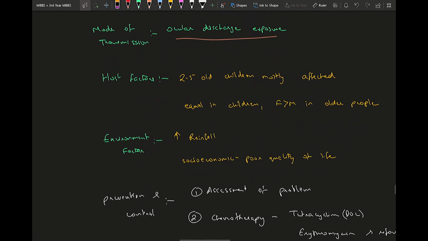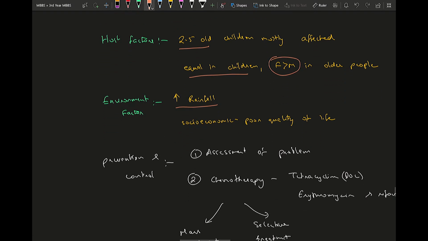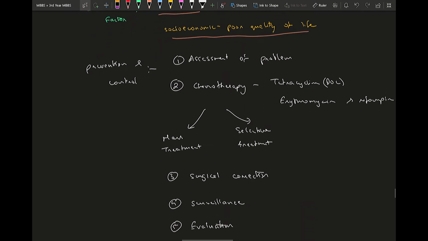As for host factors, 2 to 5 year old children are mostly affected, and it's equal in both females and males. But when it comes to older people, females are more affected than males. As for environmental factors, if there's increased rainfall or poor socio-economic quality of life, then it's going to promote the growth of this bacteria. So finally, prevention and control.